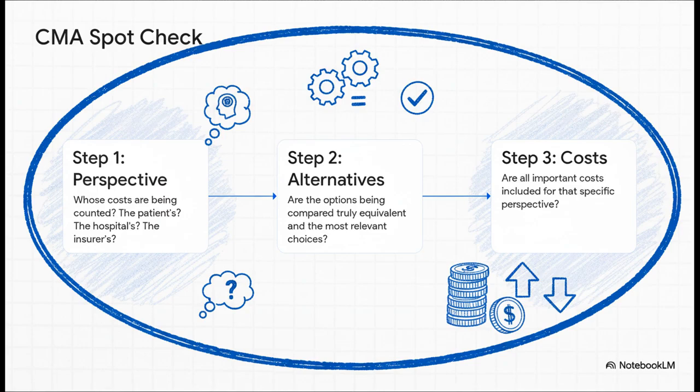All right, here's your 3-step spot check. First, always ask, what's the perspective? As in, whose costs are we actually counting here? Is it the patients, the hospitals, the insurers? Second, you gotta verify the alternatives. Are they really the same? And third, examine the costs. Do they actually include everything that matters from that specific perspective? Or do they conveniently leave something out?